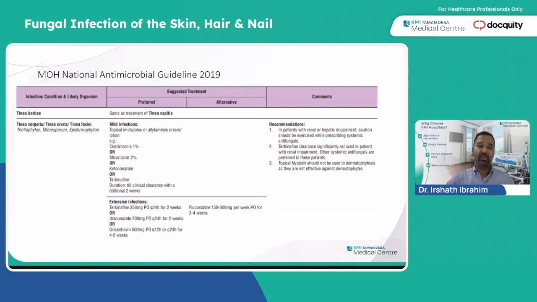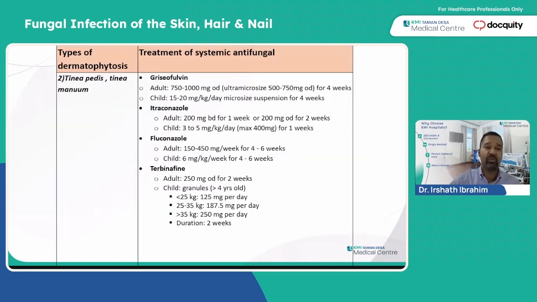And then tinea pedis and manuum. The first choice would be itraconazole. The dosage is 200 mg BD for 1 week, or 200 milligram daily for 2 weeks. Alternatively, terbinafine, 250 milligram daily for 2 weeks. Okay, so you just pay attention to this itraconazole and terbinafine dose, and then you compare with our MOH.